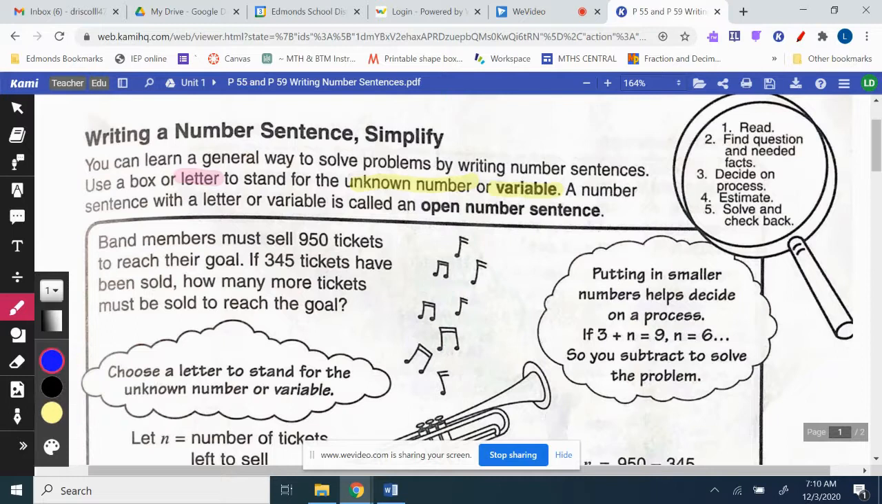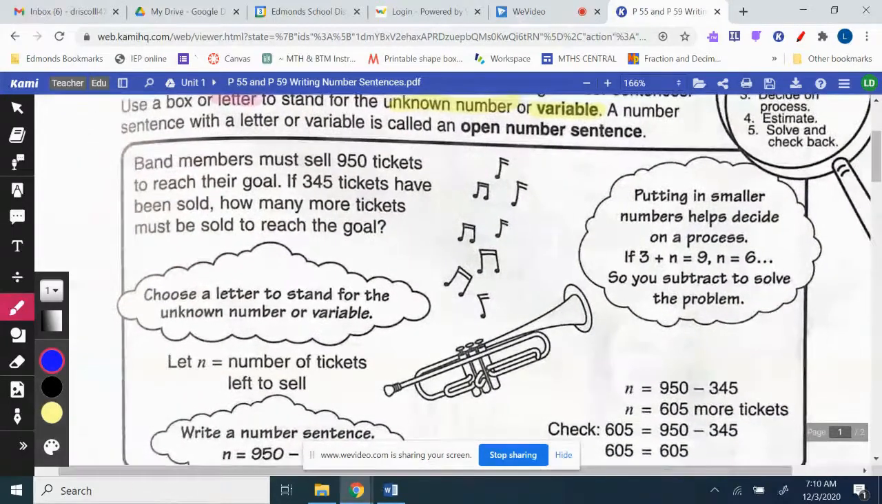in this next batch. Band members must sell 950 tickets. Remember, when we read story problems, we underline what we're reading. Their goal is band members must sell 950 tickets to reach their goal. If 345 tickets have been sold, how many more tickets must be sold to reach their goal? So they're going to choose a letter to stand for the unknown variable. And they say let n, we're going to tell you what n is, equals the number of tickets left to sell.